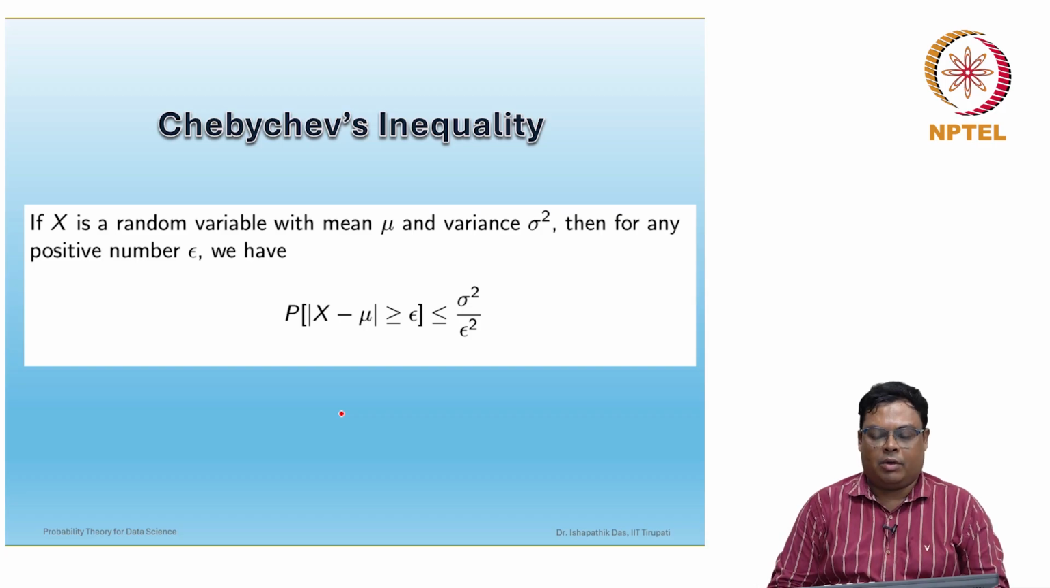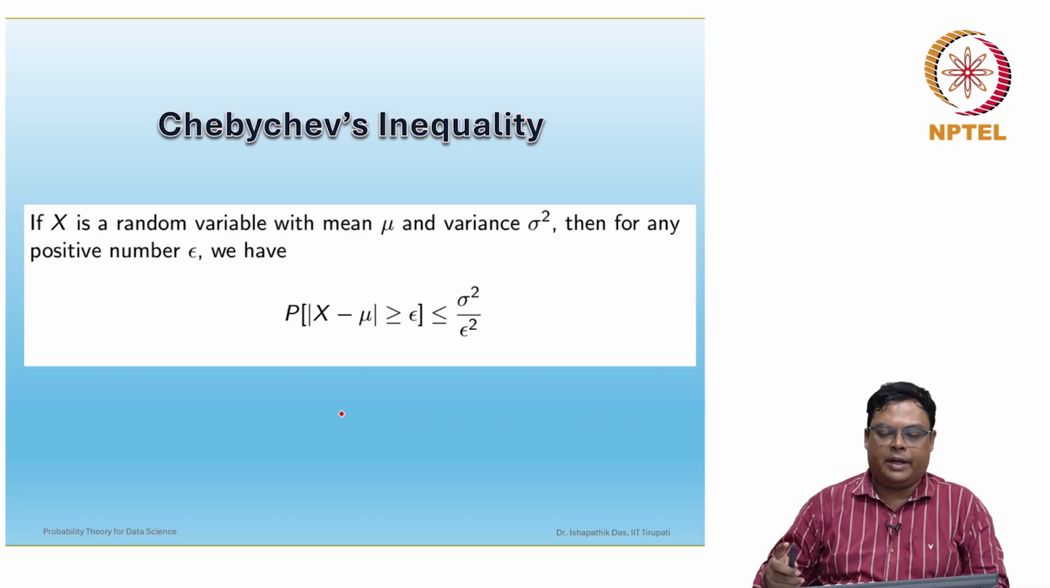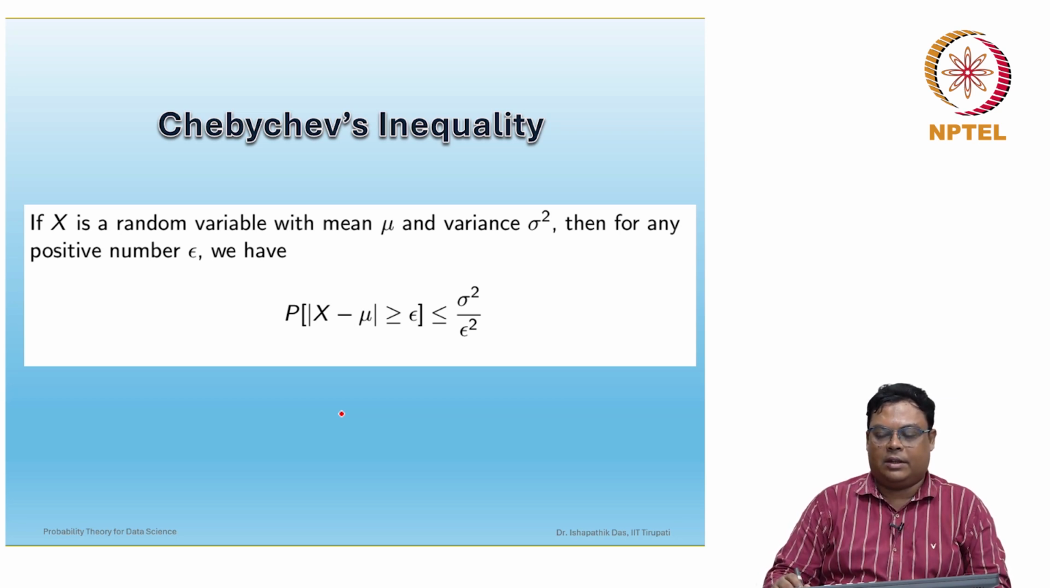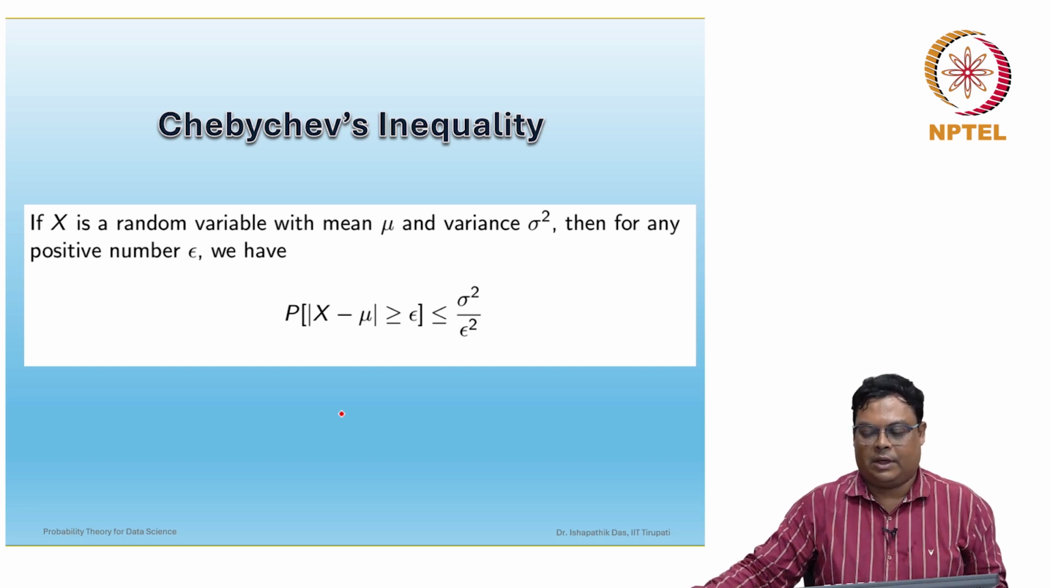Let us discuss one of the important inequalities. It is known as Chebyshev inequality. It has wide applications; later we will see some of the applications. It says that if X is a random variable with mean mu and variance sigma square, then for any positive number epsilon, we have the probability that |X minus mu| is greater than or equal to epsilon is less than or equal to sigma square by epsilon square.